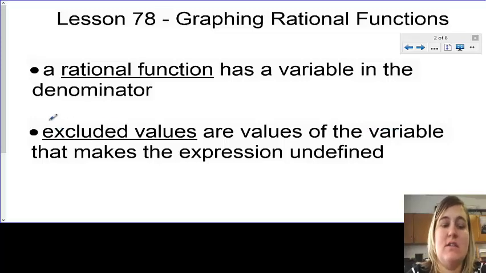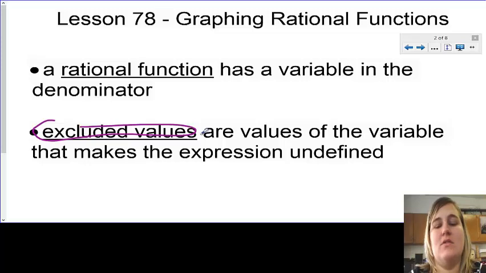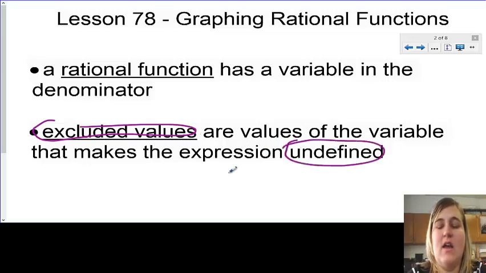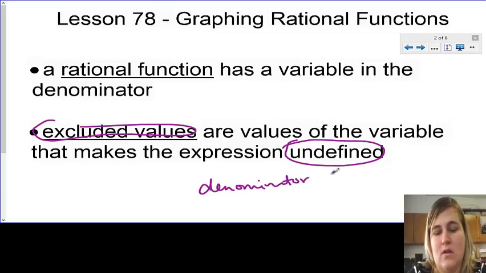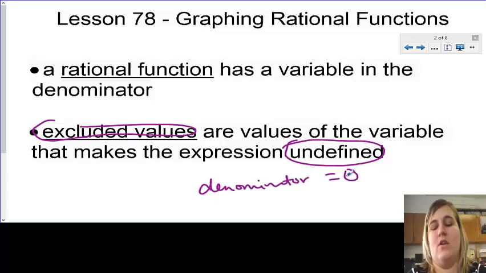Excluded values, this is something that we should already know by now. Remember, excluded values are the values of the variable that make the expression undefined, and it's undefined where the denominator is equal to 0, so whatever the denominator is, we can set it equal to 0. Those are excluded values.